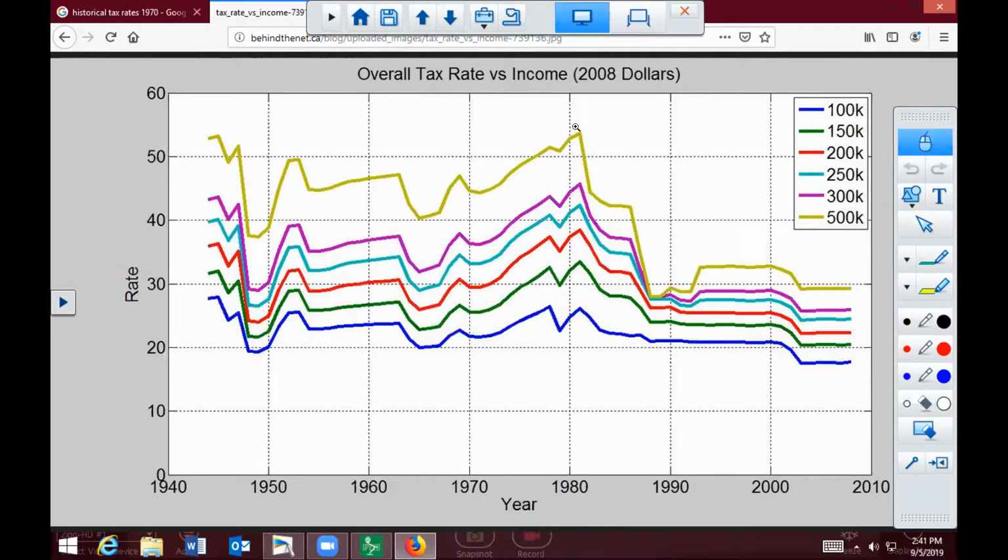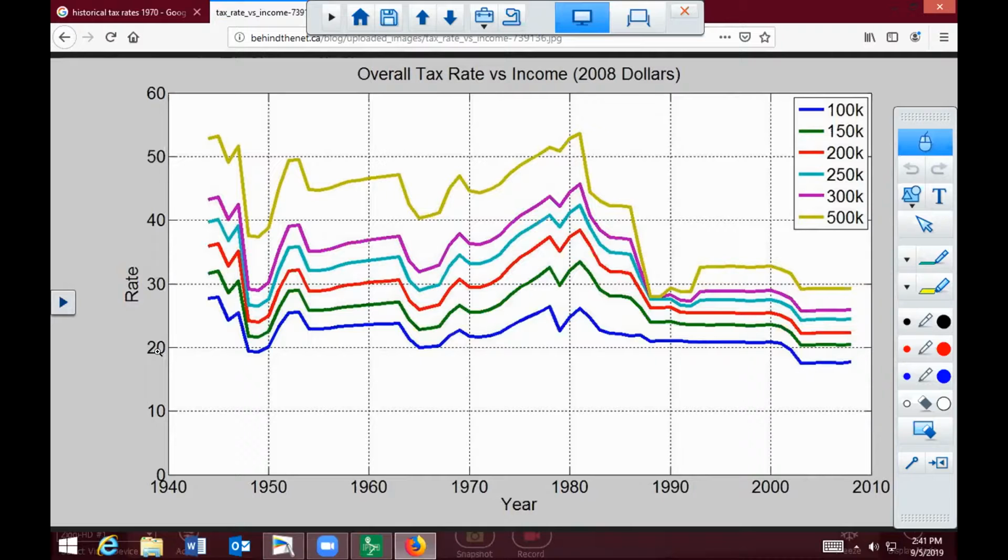So if you made $2 million, 50% of that last $1.5 million was taxed. So they took half of it. Now, to be devil's advocate, what do you need that much money for? It's so much money, especially in 1980.